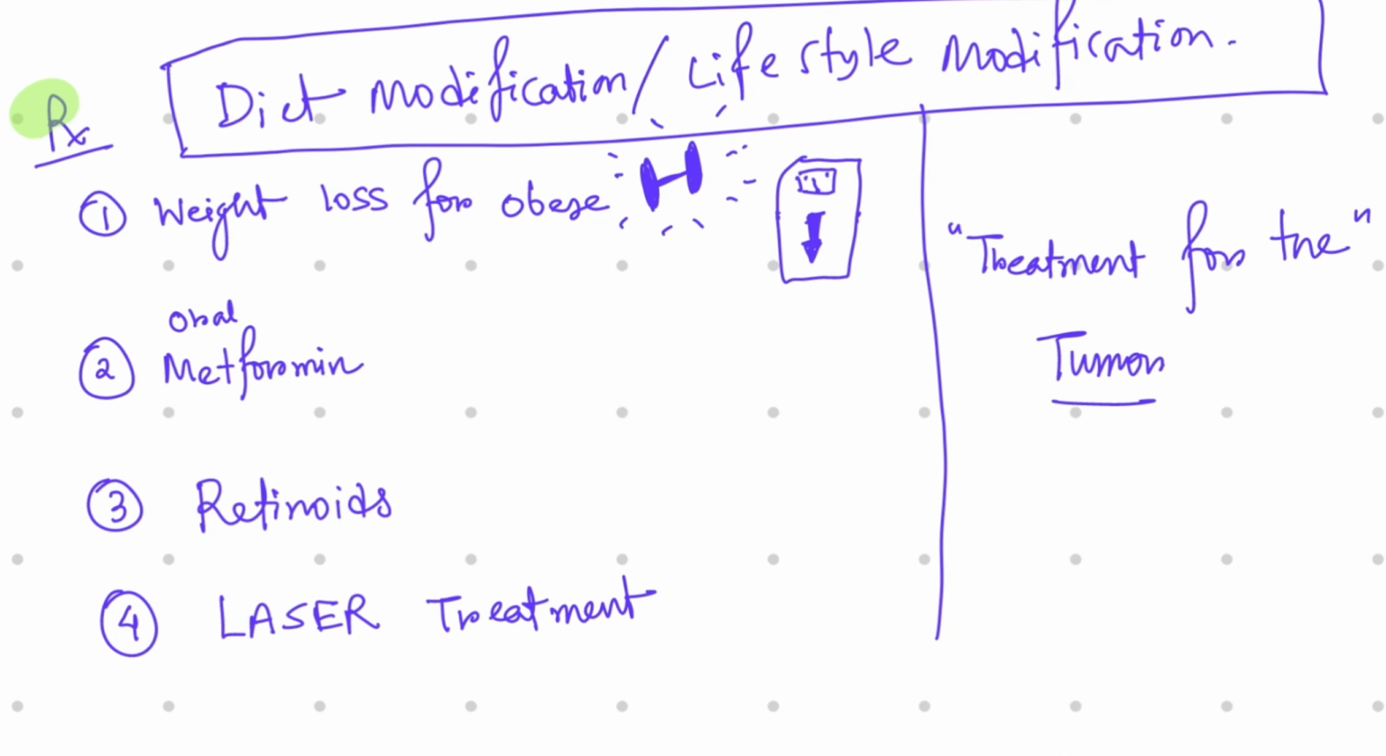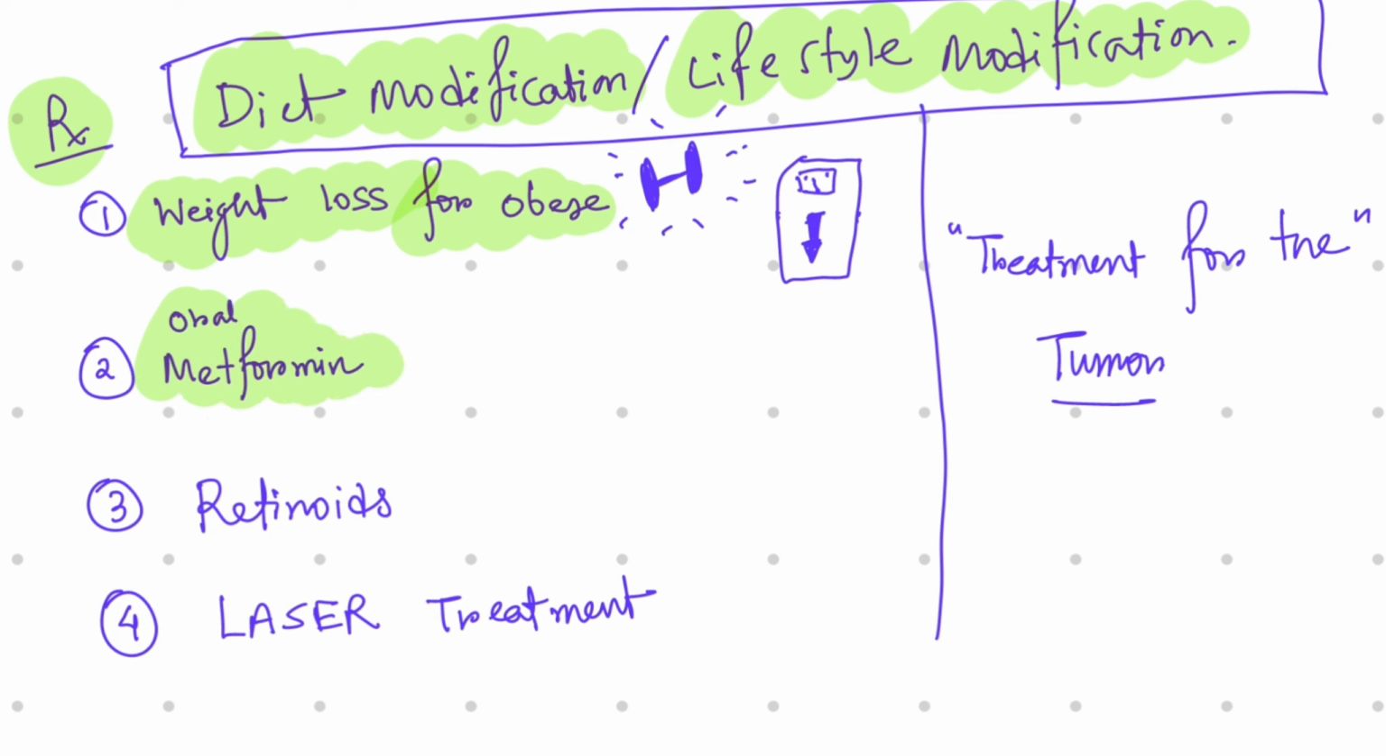So now, what are the treatment modalities that you can think of? First of all, diet modification and lifestyle modification will help in reducing the insulin resistance. For obese persons, it is advised to try to have some weight loss. It has been seen that oral metformin can be used and is beneficial for Acanthosis nigricans.